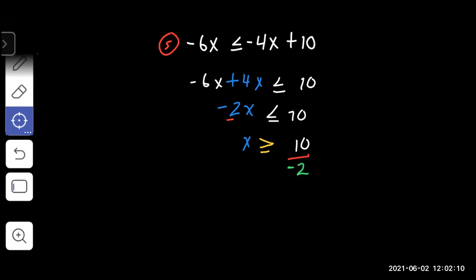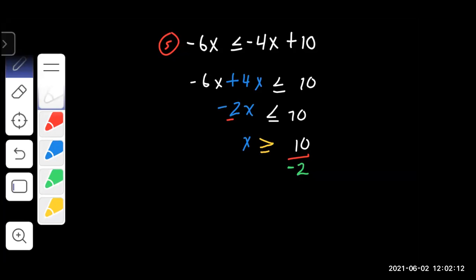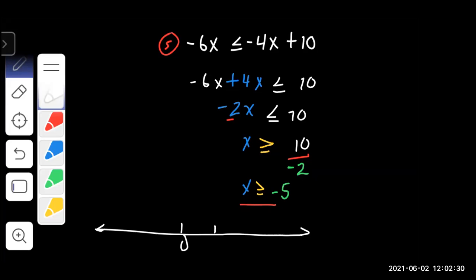Now x alone, and simplify that, guys. What would it be? 10 divided by negative 2 is negative 5. Negative 5, correct. Now let's make the number line and graph this. I'm gonna make it 5 by 5, guys, I don't wanna draw so many numbers: 10, negative 5, negative 10.